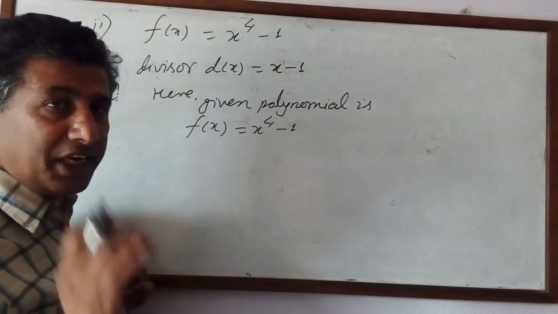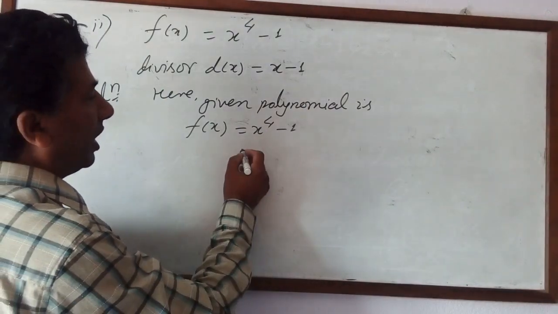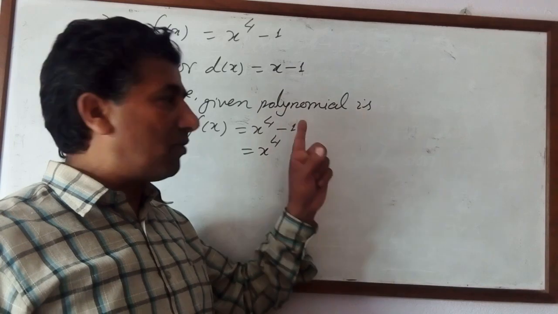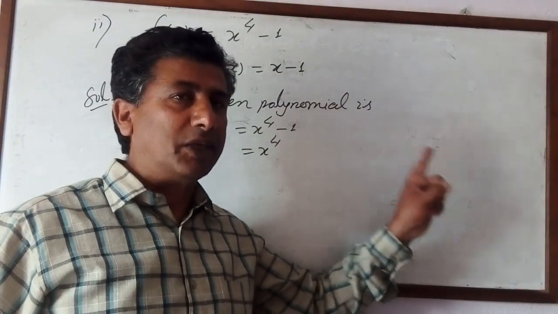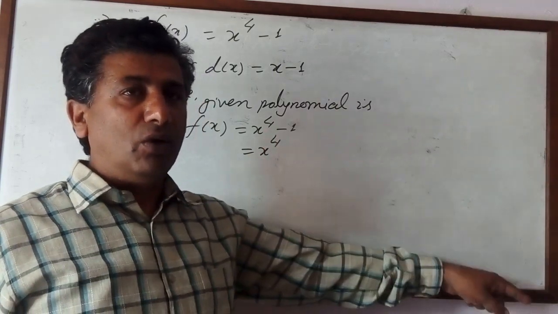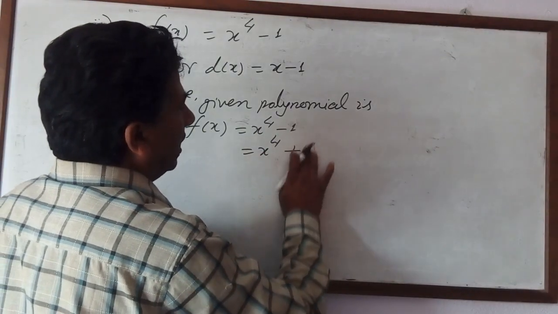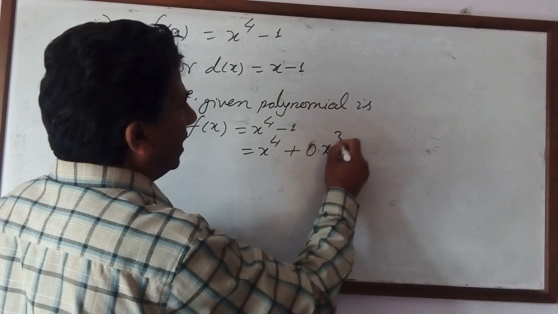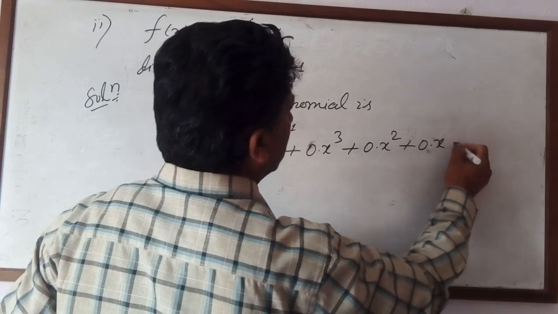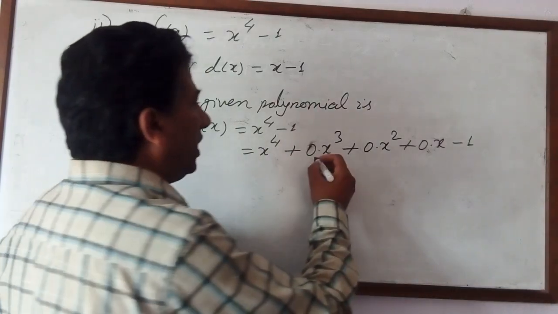In case of synthetic division, you have to show all the remaining terms. How? In any polynomial, x power 4, x power 3, x power 2, x power 1, x power 0, the power of the variable goes on decreasing like this. Now x power 4, I write plus 0 times x cube plus 0 times x square plus 0 times x minus 1. These 3 terms are not there.